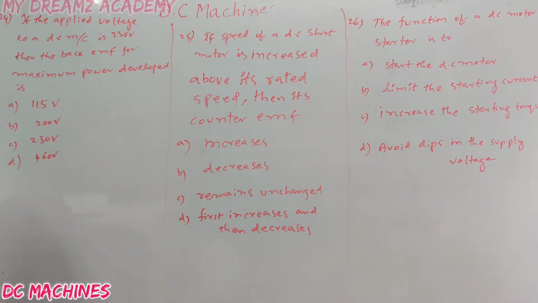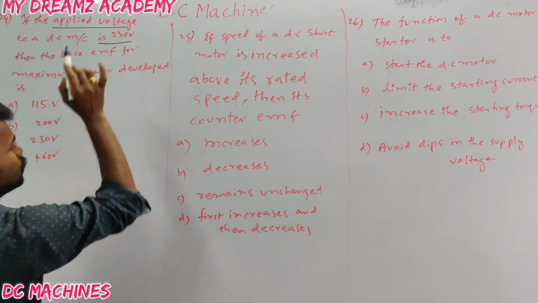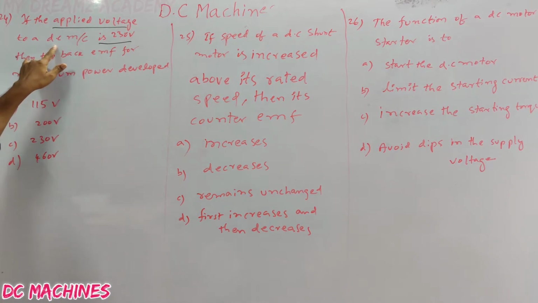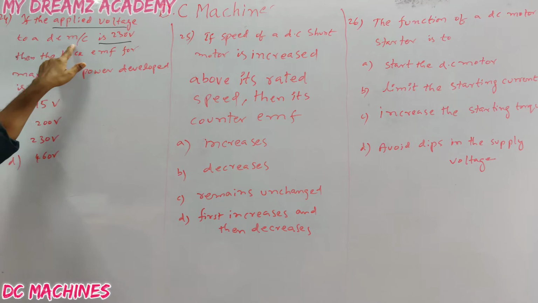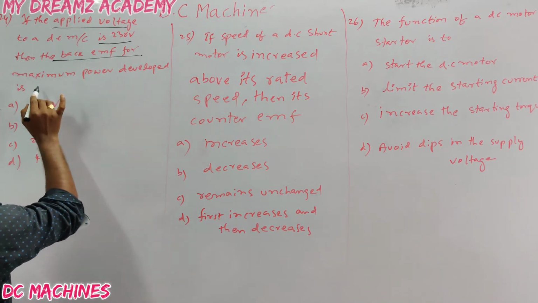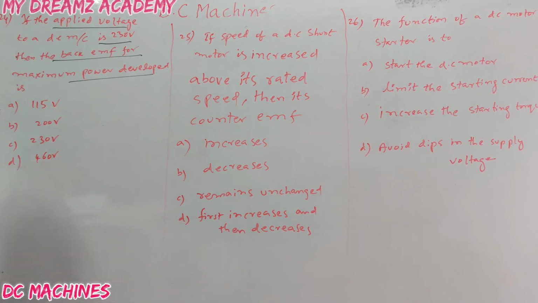Next we will see the 24th question. If the applied voltage to a DC machine is 230 volts, it is a DC motor, you remember. Applied voltage to a DC machine means DC motor. Then the back EMF for maximum power developed.